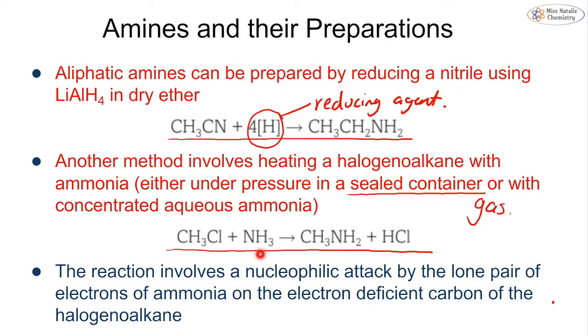And this involves a nucleophilic attack by the lone pair of electrons, and we have that lone pair shown on the ammonia. And our carbon within our halogenoalkane is electron deficient because we do have that difference in electronegativity between the carbon and the chlorine. You'll have covered that back in topic 10 in AS. If you can't quite remember, feel free to have a look at the video that is posted on the YouTube channel.